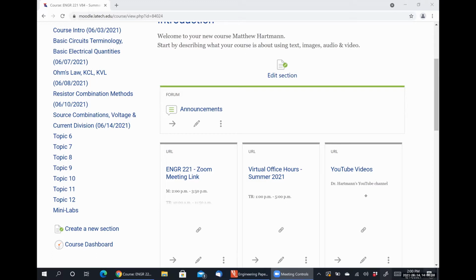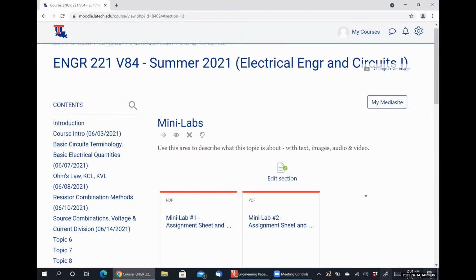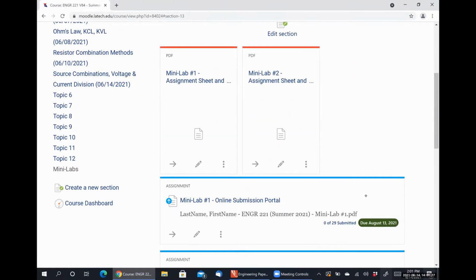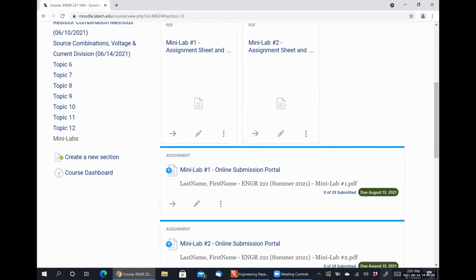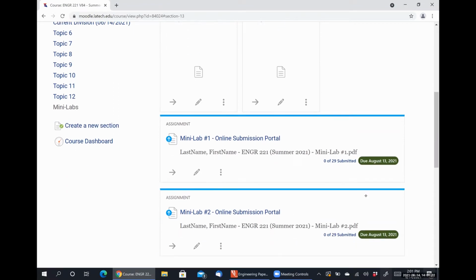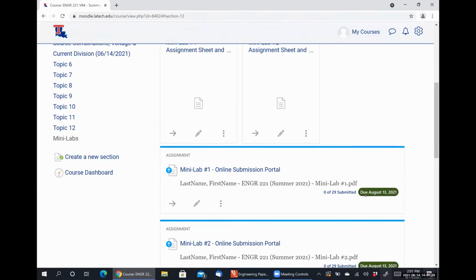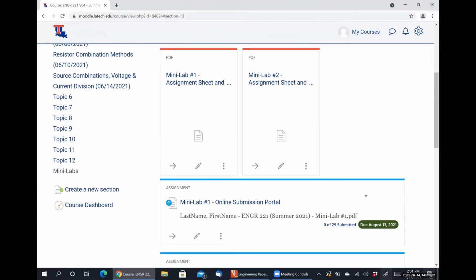All right, so I'd like to talk about the mini labs real quick before we jump into today's lecture topic. So I have created a tab on the side of our Moodle page. It's at the very bottom and it says mini labs. If we click on that, there are 2 assignment sheets and then 2 submission portals. By the end of the quarter, there will be 8 of them up. They are all due on August 13th, which is the last day of the quarter, at 5 p.m. These are individual assignments. And so I'm going to take a look at this first one here.